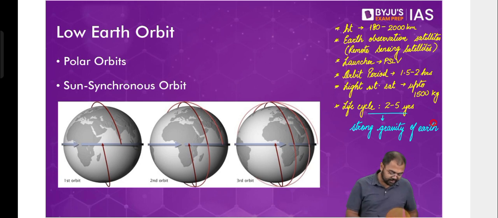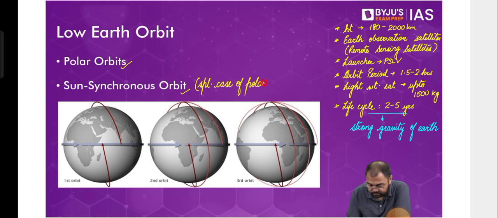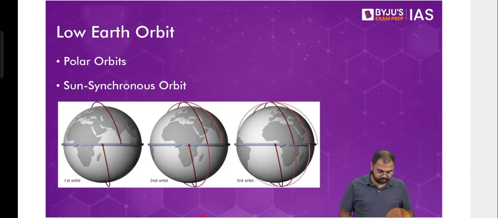Now, when it comes to the low Earth orbit, we see that there are two types of orbits that we have here. One called the polar orbit, and the second one called a sun synchronous orbit. Now, this sun synchronous orbit, we say that it is a special case of polar orbits. Now, why special case, and why the name sun synchronous? Why are we calling this a sun synchronous orbit?